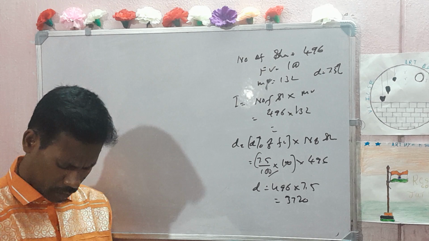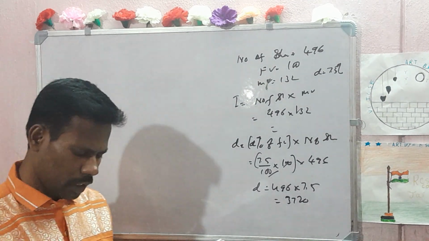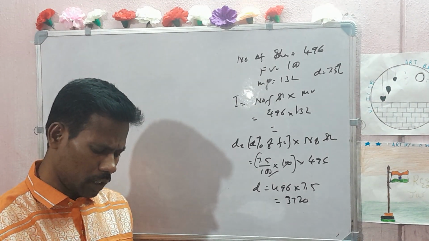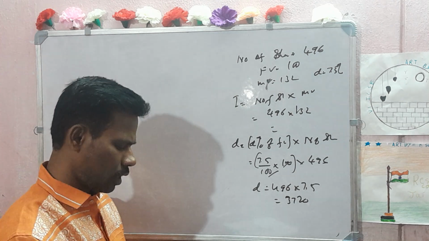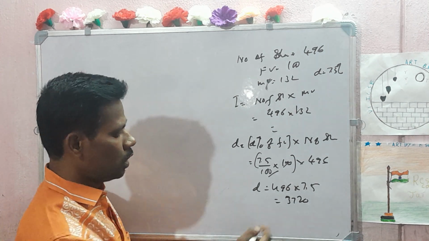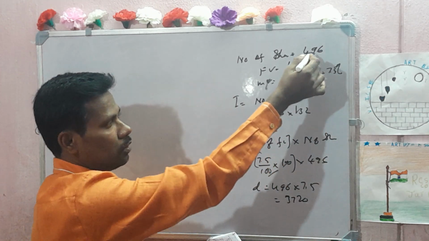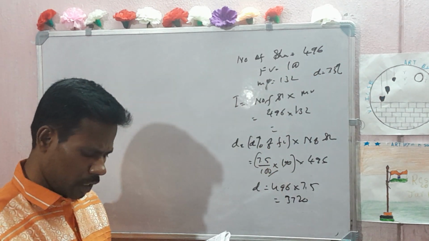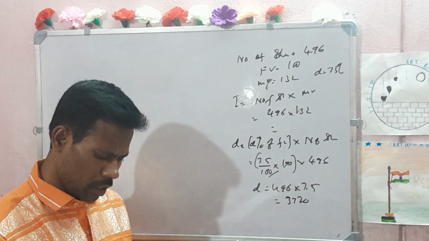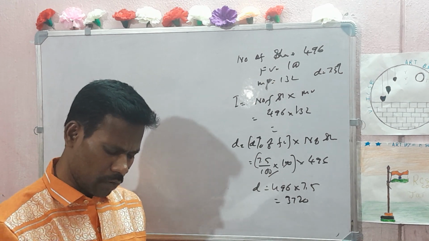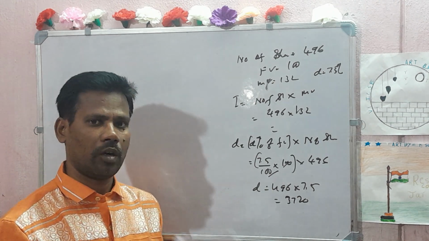3720, right? Now here, how much extra money should Aishwarya invest in order to increase her income? So 3720 is the income. How many shares? How much extra must Aishwarya invest?